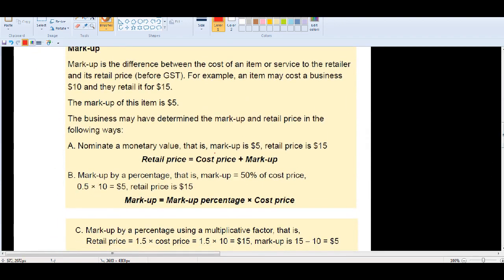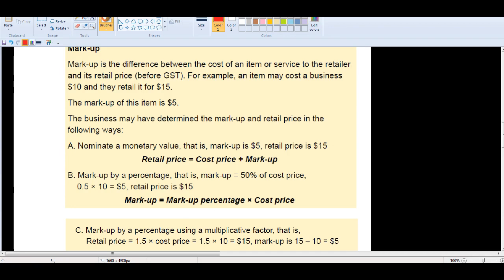Okay, so everything would be the same. For example, if an item costs a business $10 and then they retail it for $15, so they sell it for $15 but they bought it for $10, right? So the markup of this item is $5. From $10 to $15, they add $5 to the price. So that's $5, what we call markup.